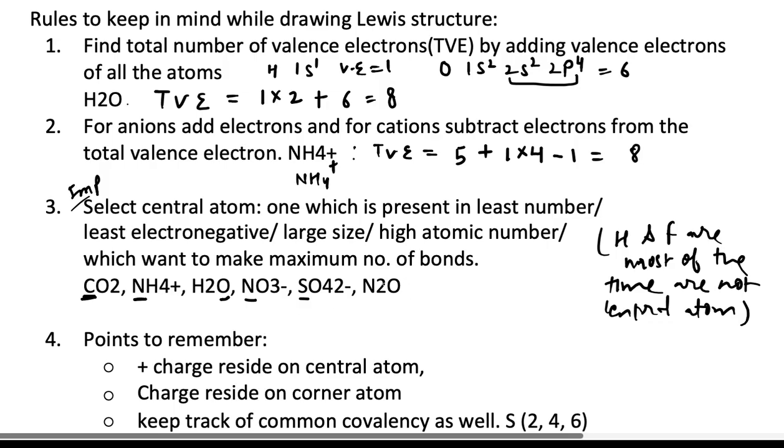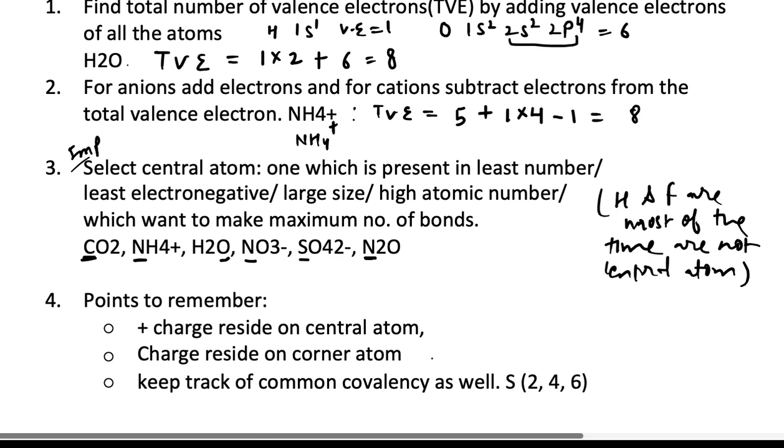This nitrous oxide, this is interesting. Here you can see oxygen is present in the lesser number, right? Only 1 oxygen is there and 2 nitrogens. According to the first condition, oxygen should be our central atom, right? But in this particular case, we will compare the electronegativity. Nitrogen has a lesser electronegativity. That's why in this case, one of the nitrogen atoms will be our central atom. So the third point is to check the right atom for the central atom, and most of the time, it is the one which is present in the lesser number.